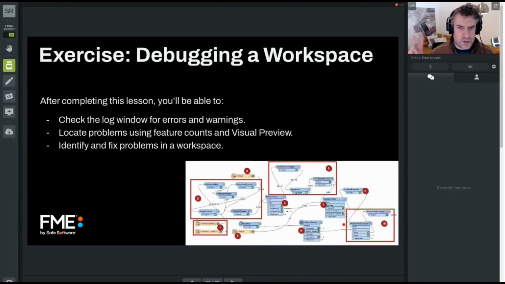We have two exercises left for the remainder of this course. One of them is really handy. The other one, not so much. We're going to do the really handy one first. This one is debugging a workspace. You'll also be adding an additional reader, filtering some data, etc. So this is sort of bringing together everything that you've learned so far.